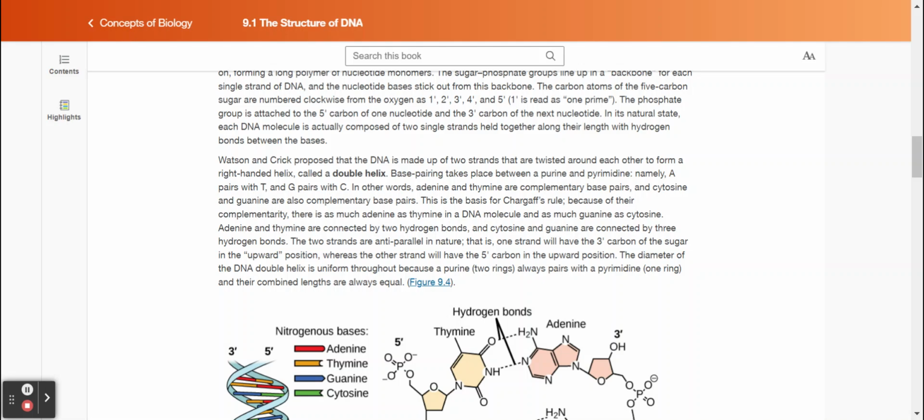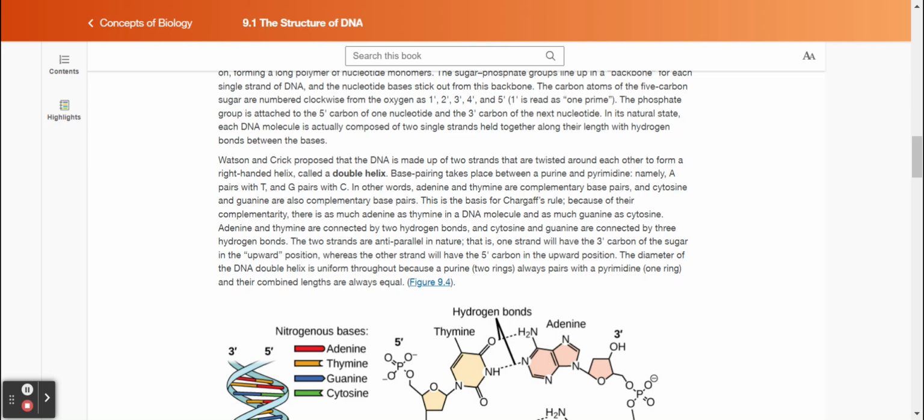1' is read as 1 prime. The phosphate group is attached to the 5' carbon of one nucleotide and the 3' carbon of the next nucleotide. In its natural state, each DNA molecule is actually composed of 2 single strands held together along their length with hydrogen bonds between the bases.